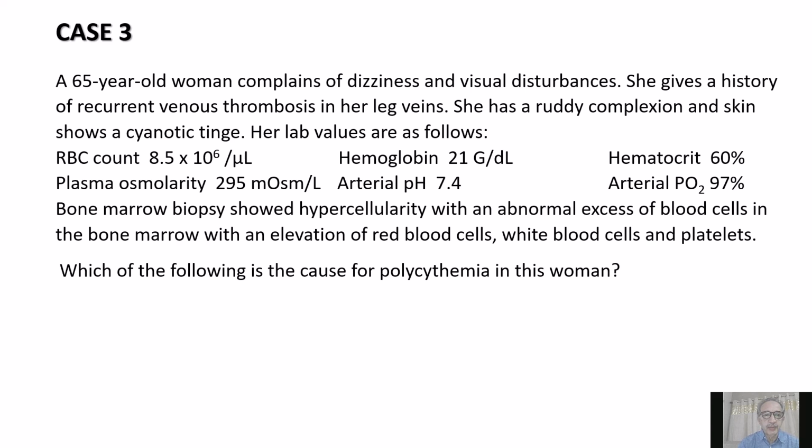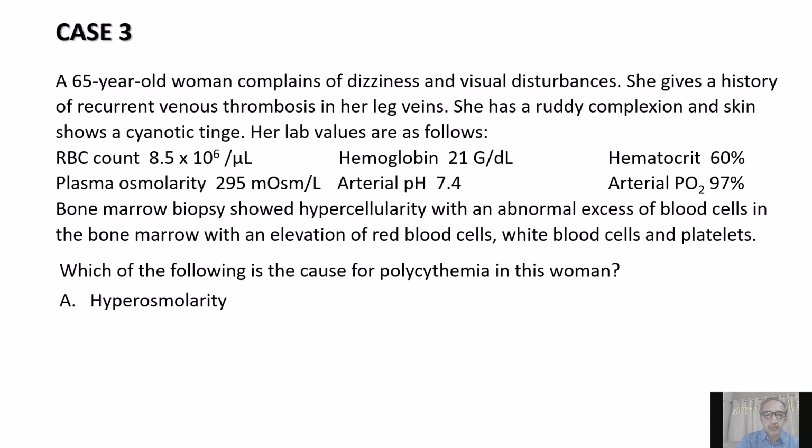So polycythemia is very obvious by these counts: high RBC, high hemoglobin, high hematocrit, osmolarity is normal, pH is normal, PO2 is normal. There is no stimulation. It is not secondary polycythemia. It's a primary polycythemia with the abnormal increase in all types of cells. So it must be something to do with the bone marrow. So we have already come to the conclusion a little bit. We narrowed down the options.